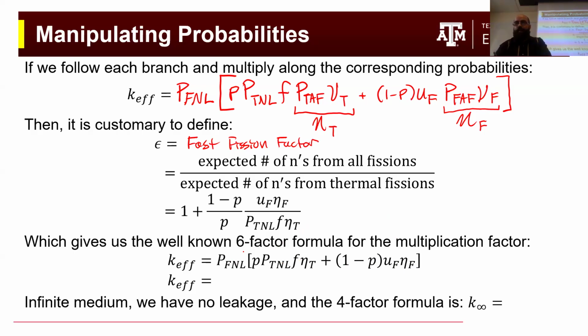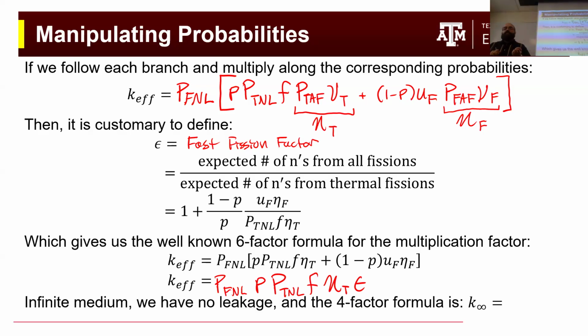If you plug all of that in, you get P_FNL, you get the resonance escape probability p, you get P_TNL, you get the thermal utilization f, you get eta T, and you get the fast fission factor. So that right there is the famous six-factor formula for the multiplication factor. And it's just six probabilities that are multiplied together.